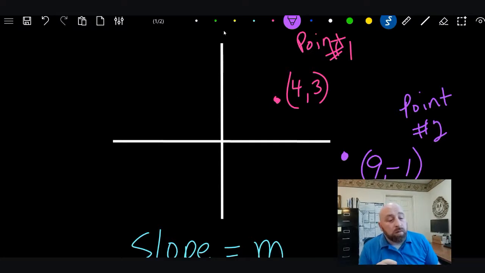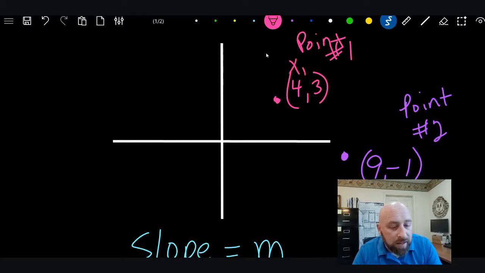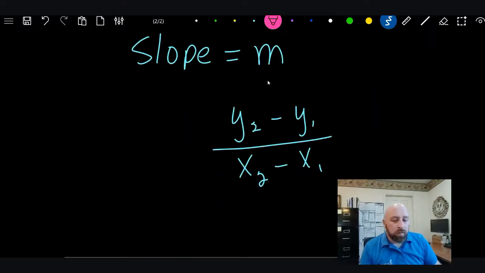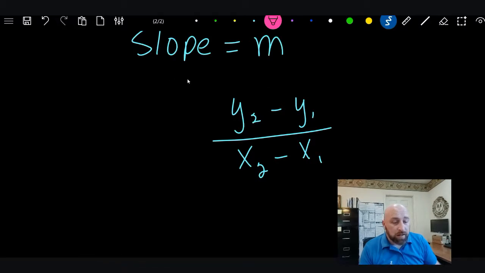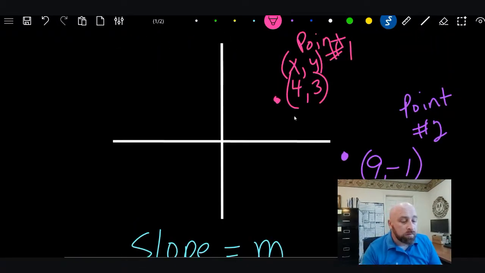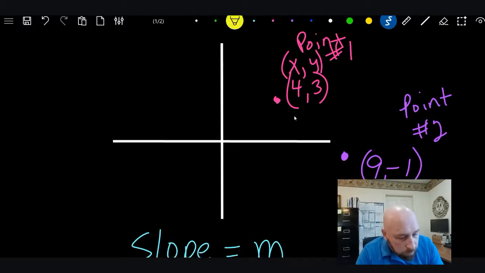So let's go over here, and this is point 1. Remember that when we have this, this is our x and this is our y. And down here, this is our x and this is our y. That's the way these coordinate points work. So when I go down to my formula, it's y2 minus y1. Well, what's y2? This one right there, because it's point 2 and it's the y on point 2. So y2 is -1 and y1 is 3.